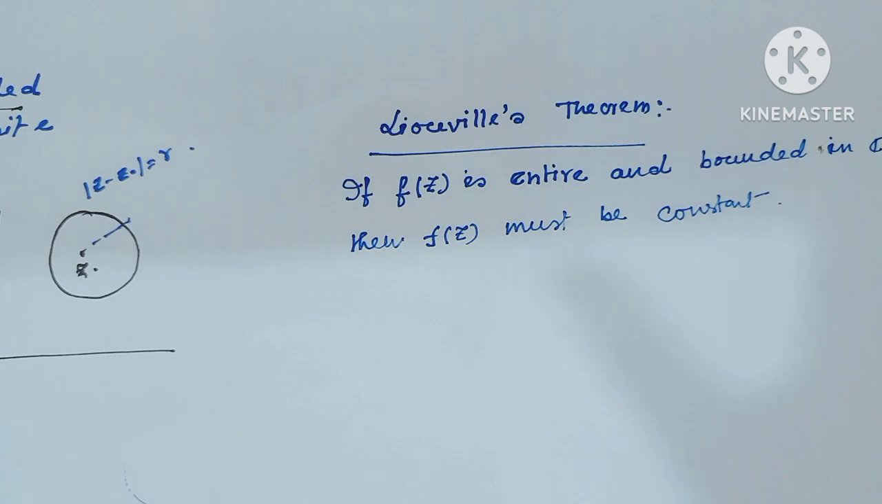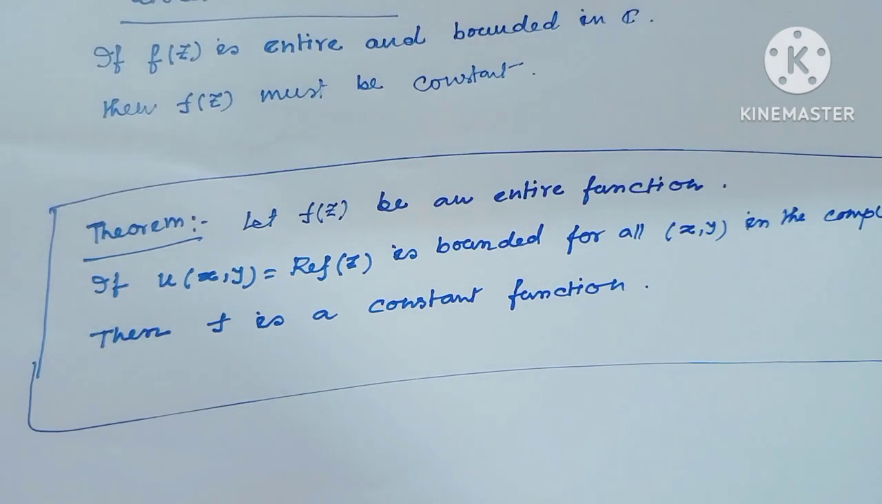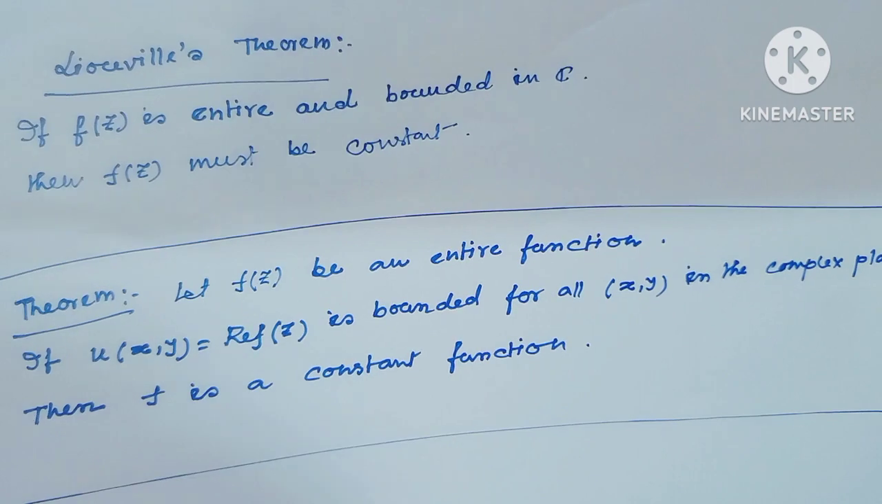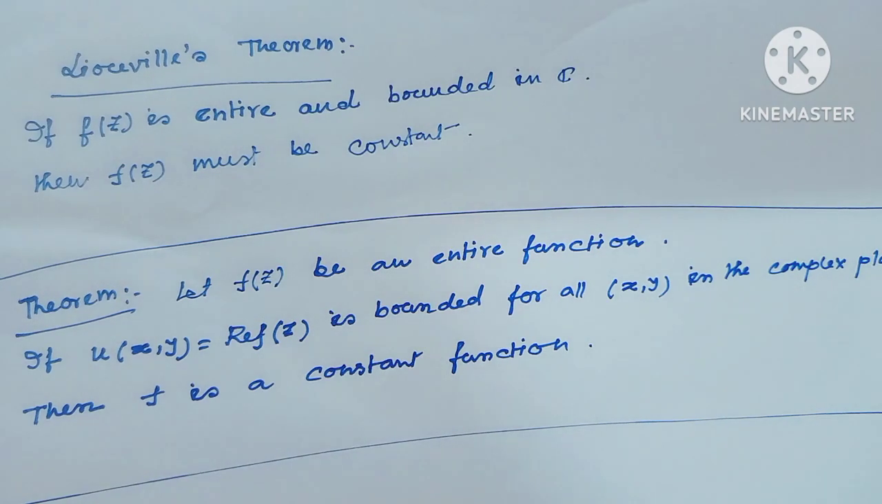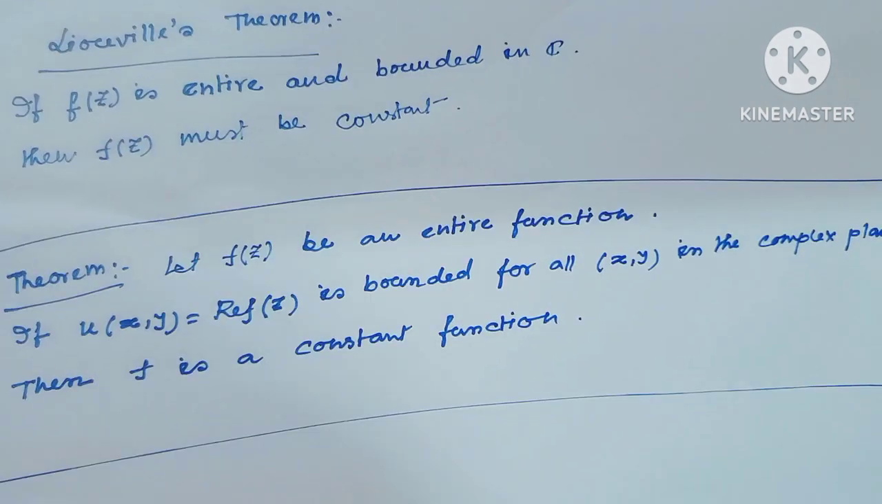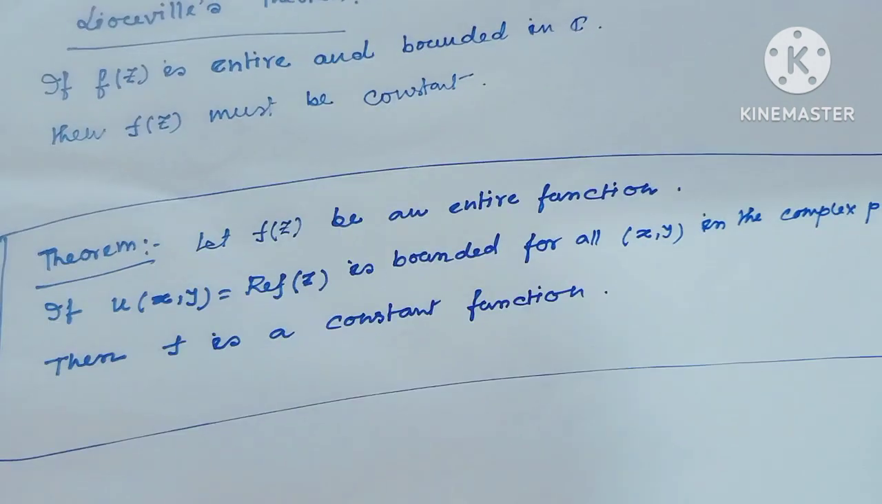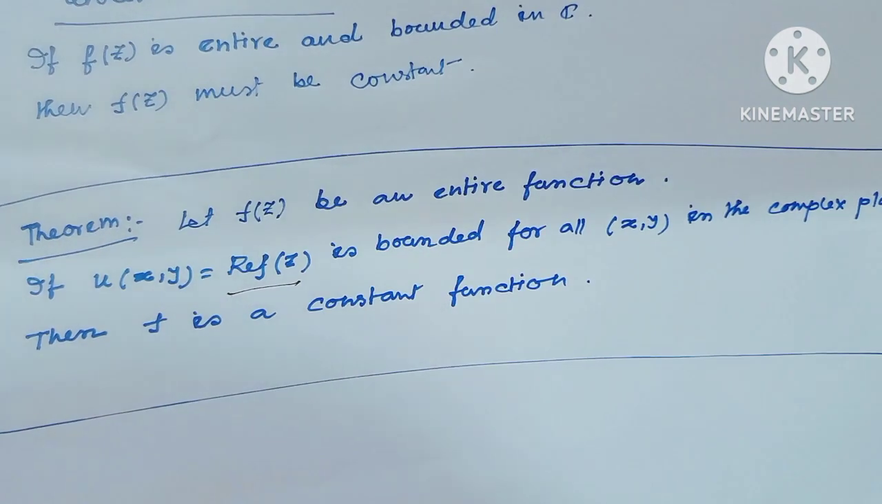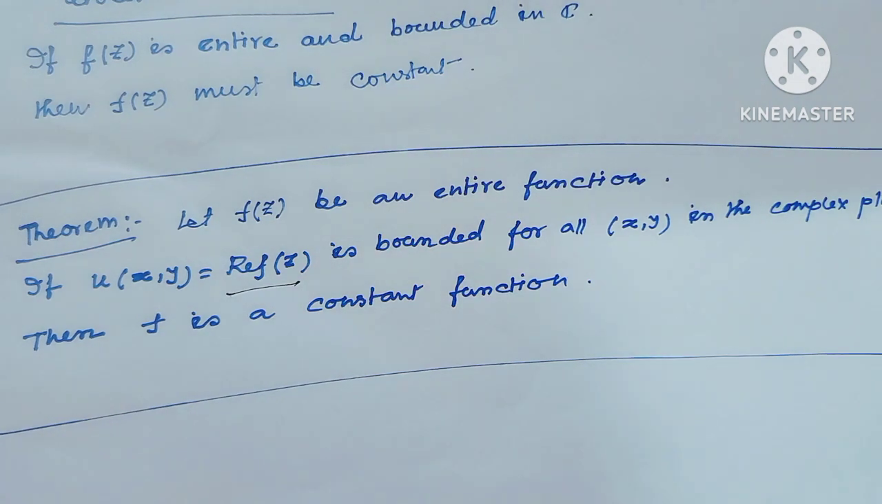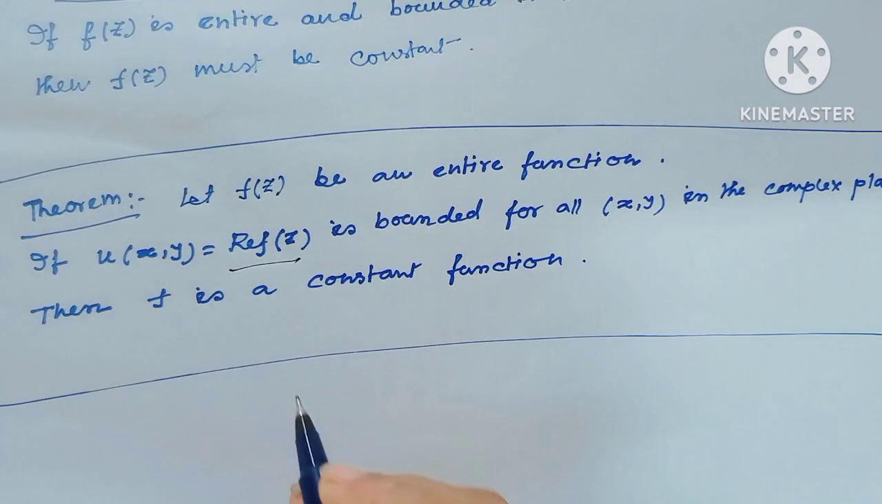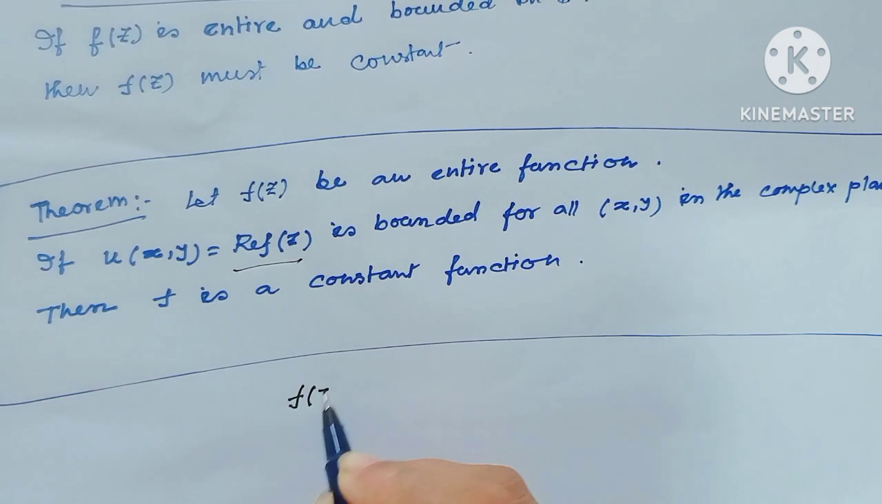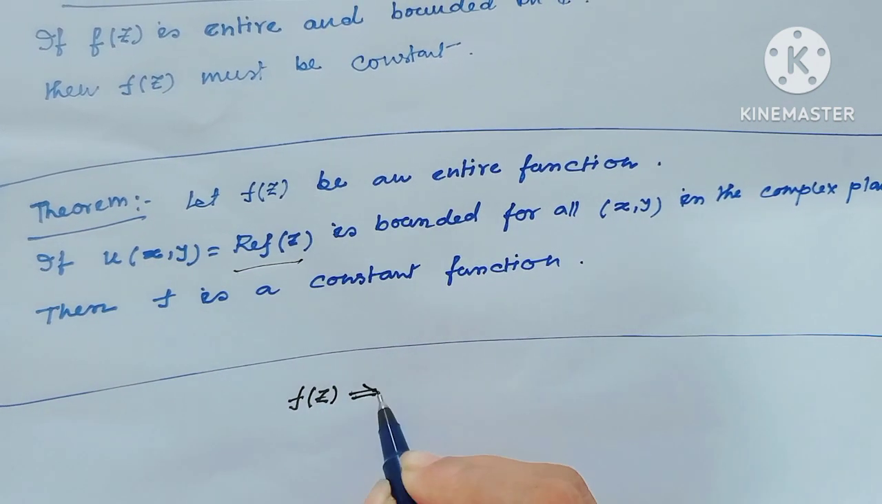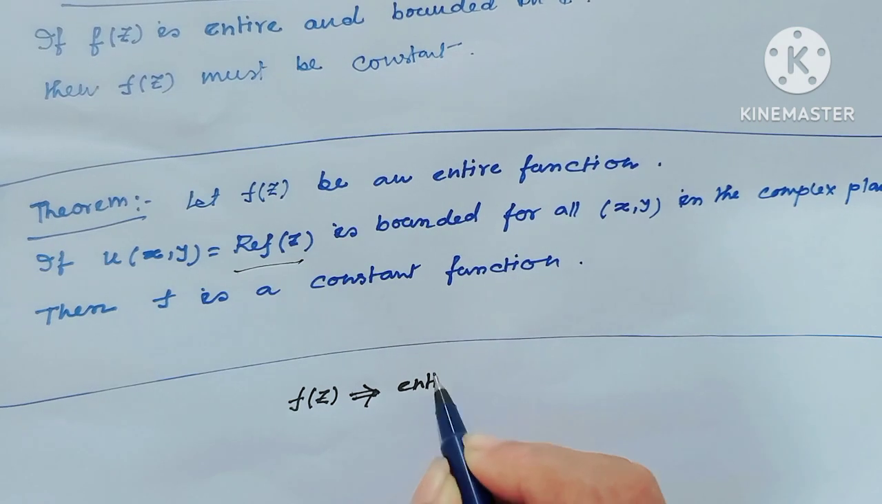Well, now I will see one theorem based on Liouville's theorem. Let f(z) be an entire function, and if u(x,y) equals the real part of f(z) is bounded for all x, y in the complex plane, then the function f is a constant function. Why? Given f(z), that implies this is an entire function.